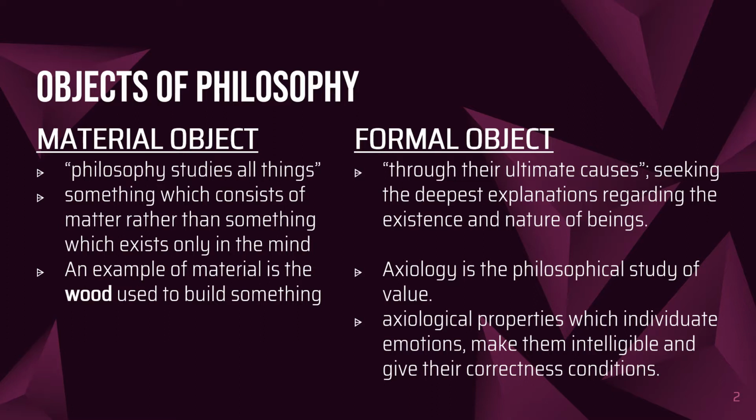Philosophy is regarded as a formal object when things are studied through their ultimate causes, seeking the deepest explanations regarding the existence and nature of beings. In relation to the formal object of philosophy is the philosophical study of value, which we call axiology. According to some philosophers, formal objects are axiological properties which individuate emotions, make them intelligible, and give their correctness conditions.